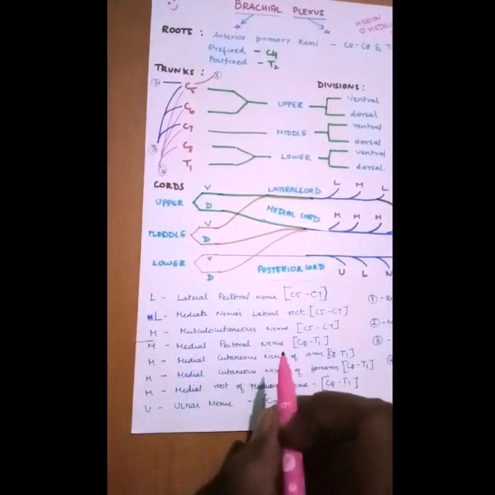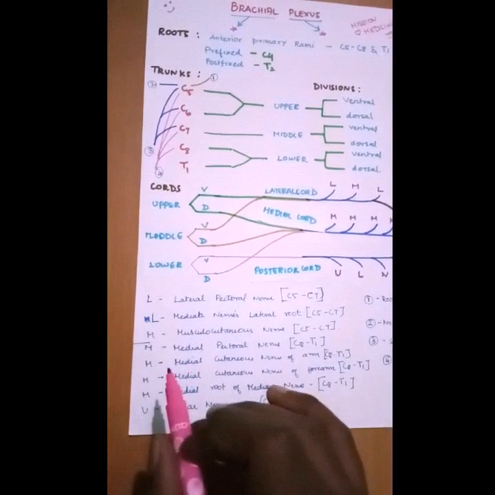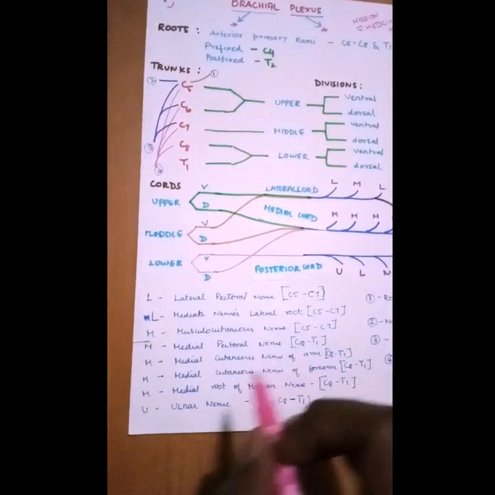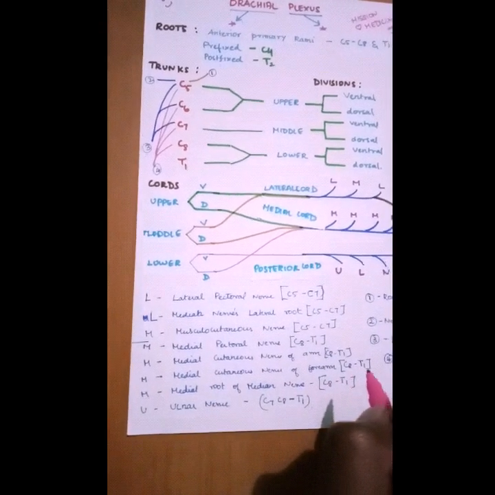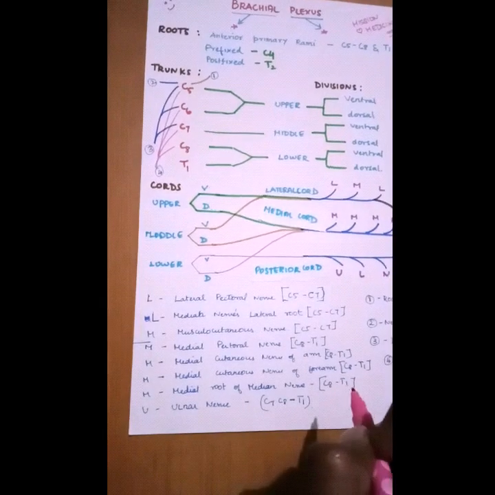Now the medial cord has the 4 M's U. The first M stands for the medial pectoral nerve, which is C8 to T1. Next is the medial cutaneous nerve of arm, C8 to T1. Then the other is the medial cutaneous nerve of forearm, C8 to T1. Medial root of median nerve is C8 to T1.